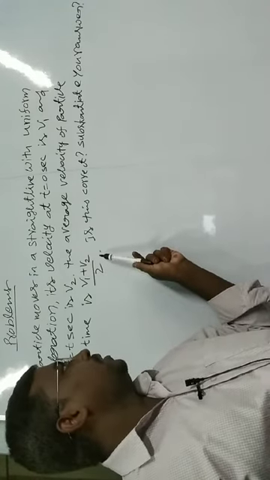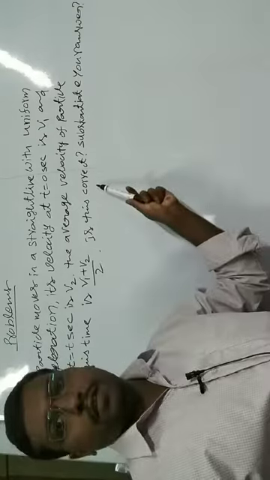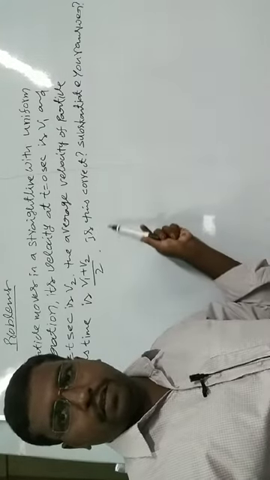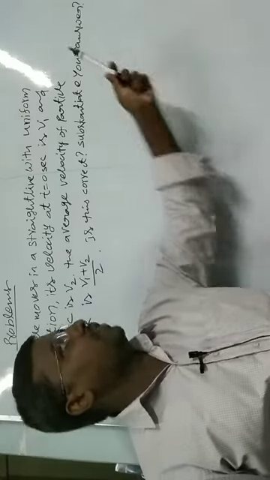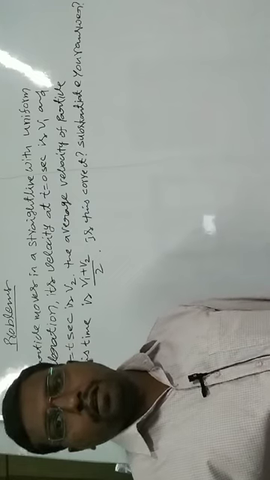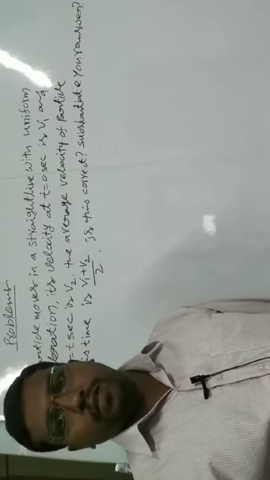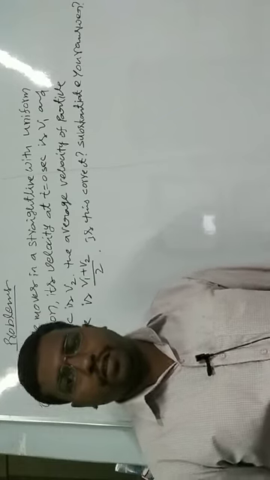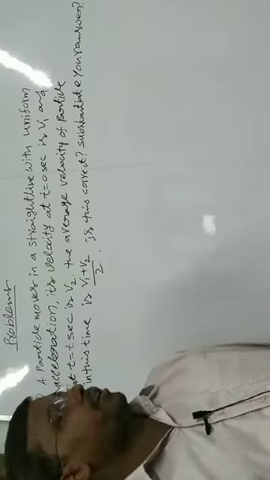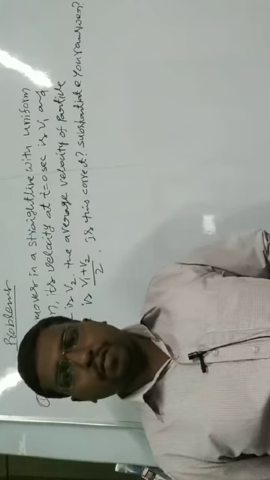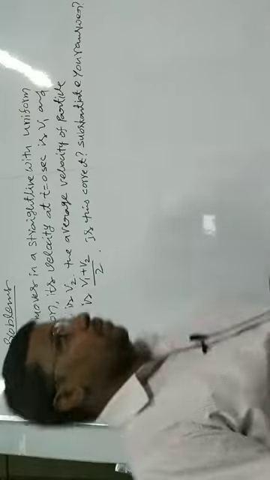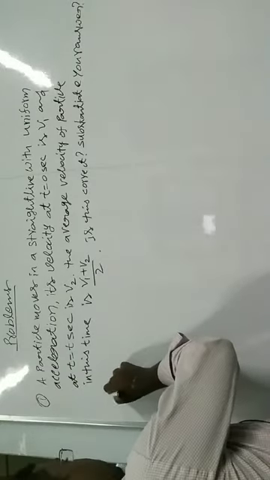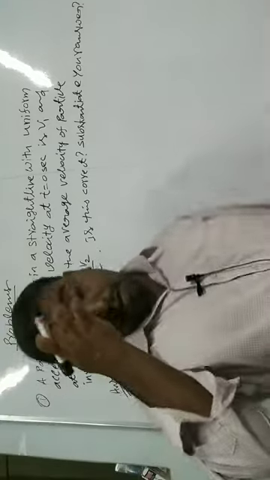So they ask a question: is this statement correct? Substantiate your answer. That means we have to prove this one, that the average velocity of the object in a given time interval is (v1 plus v2) by 2. It will be proved. So check the solution. Is this statement correct or not?